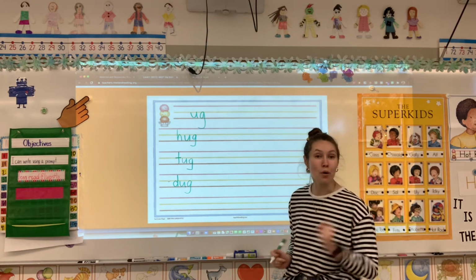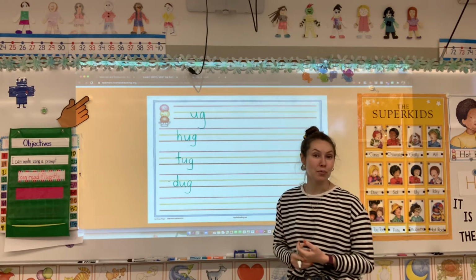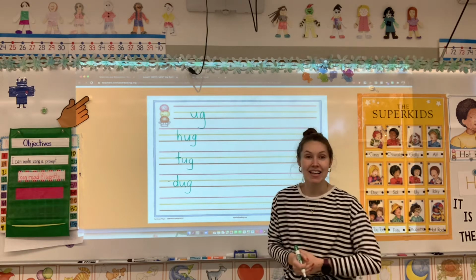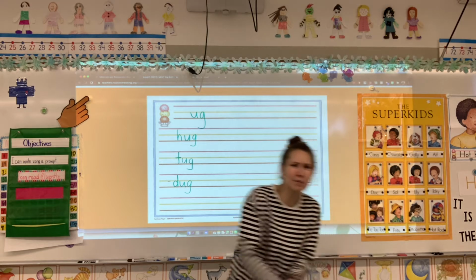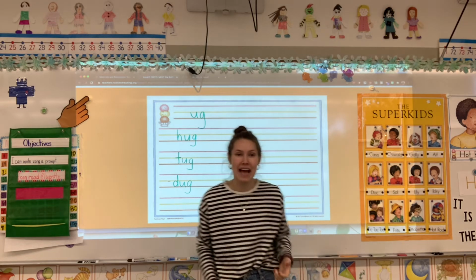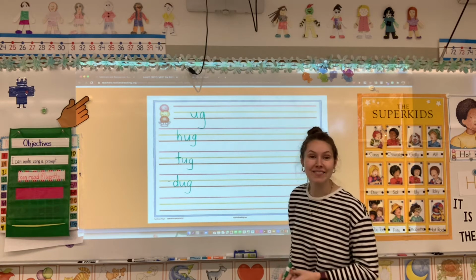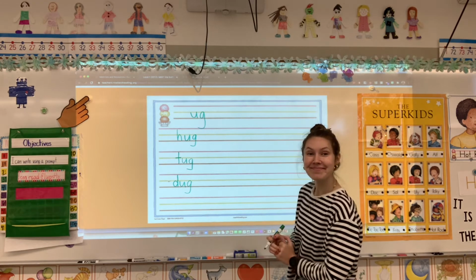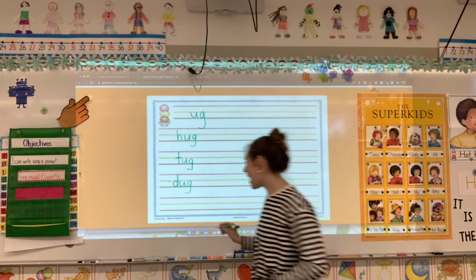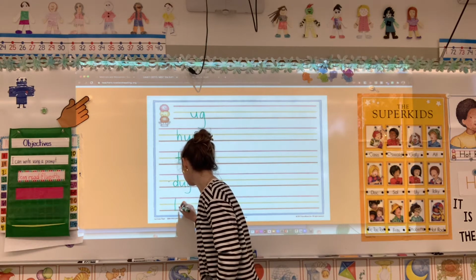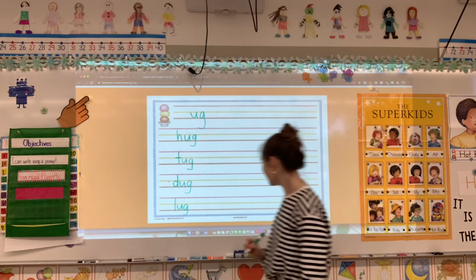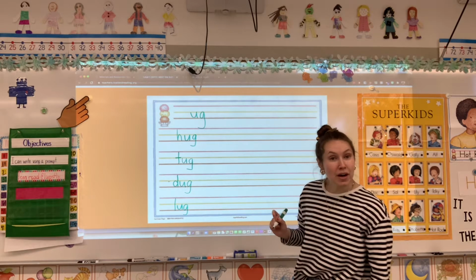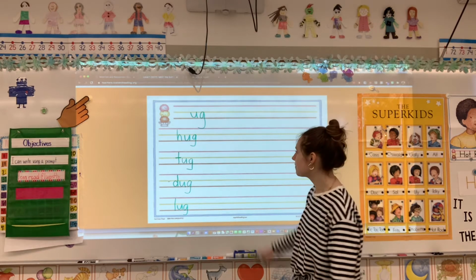Let's do one more. This time we're going to write the word lug. Lug. To lug something means you're dragging it. It's really heavy. What do we hear at the beginning? That's right, a letter L. Lug. So we're going to add that L and then our UG family ending. Nice work, everyone. Let's read over our different UG family words.